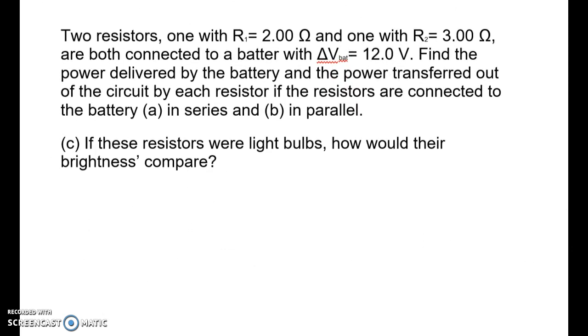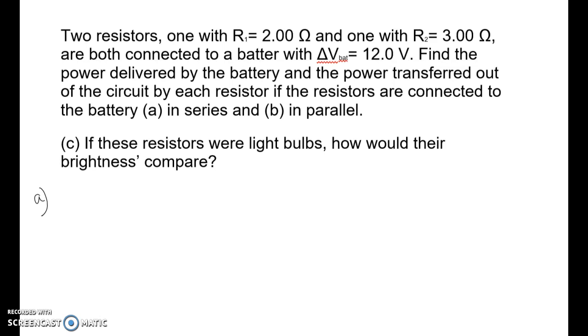All right, so we have, let's say, two resistors. One that has a resistance of 2 ohms and one that has a resistance of 3 ohms. And they're both connected to a battery, excuse my typo, with 12 volts of potential difference. So let's find the power delivered by the battery and the power transferred out of the circuit by each resistor if the resistors are connected to the battery in series and in parallel. And then after that, we have another question, but let's look at that first.